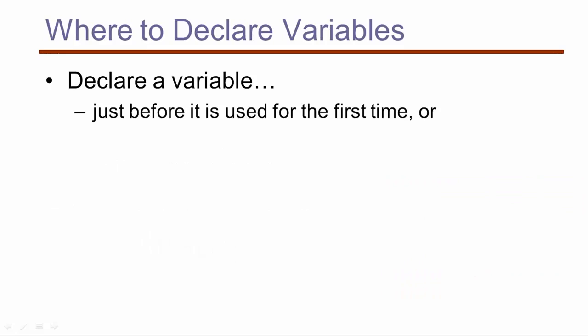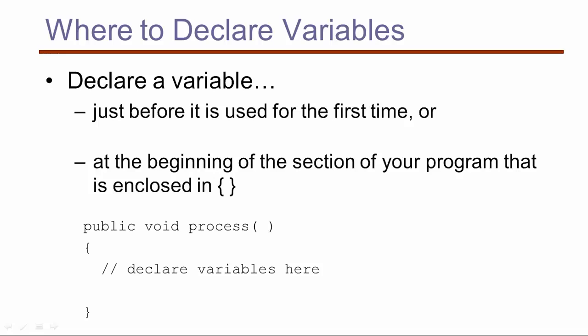We learned earlier that a variable must be declared before it can be used. There are 2 standard places where we declare variables. We either declare a variable just before it is used the first time, or we declare it at the beginning of the section of code that uses it. That is at the top of the section of code enclosed in curly braces. You will see plenty of examples as you go through the rest of this course.